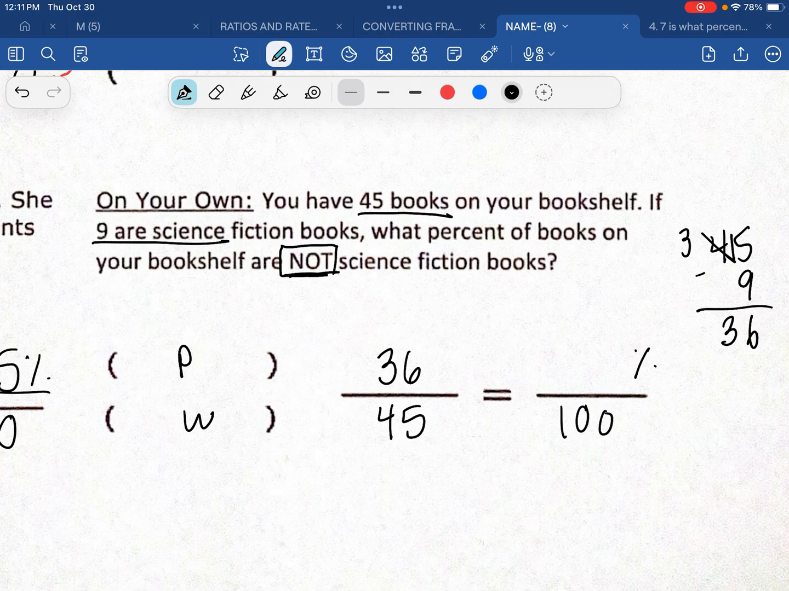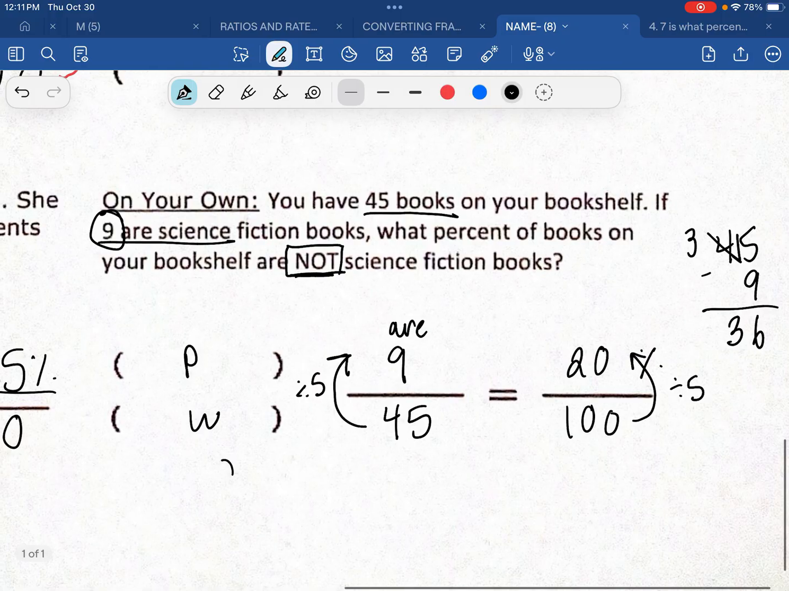Okay, but here is the problem. I can't really easily get from 45 to 100, and I can't really easily get from 45 to 36. Okay, when this happens, go back and use your original number. So I can use 9 here. And there is an easy way for me to get from 45 to 9, because 9 times 5 is 45, so this is divided by 5. Okay, that tells me that 20% are science fiction, because this is how many are. So if I know 20% are, 80% are not science fiction.